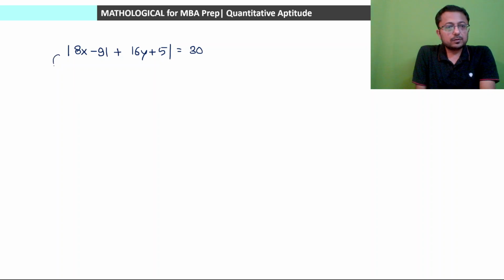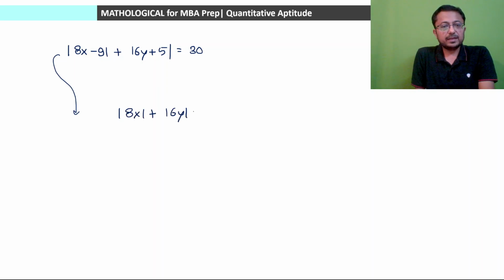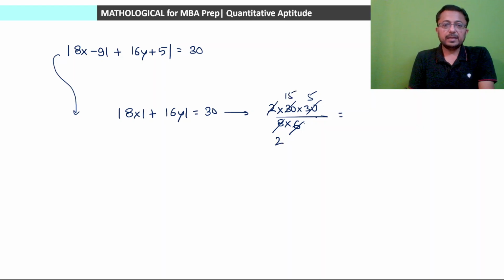So we know now the area will be the same as for mod of 8x plus mod of 6y equal to 30, and the area for this will be 2 into k square divided by a into b, so 2 into 30 square divided by 8 into 6. This will be 15 into 5 by 2, 75 by 2. Answer will be 75 by 2.